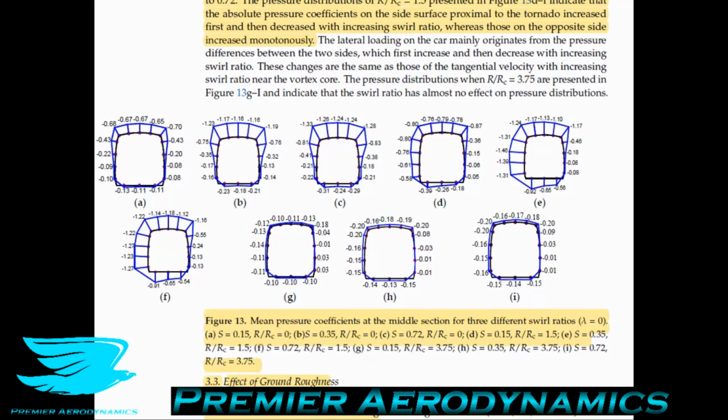Perhaps when you have a stronger tornado, maybe that's helping the flow stay attached around the edges more. I'm not sure. If you do know, let me know in the comments below. But that's all that I can really think of at the moment.